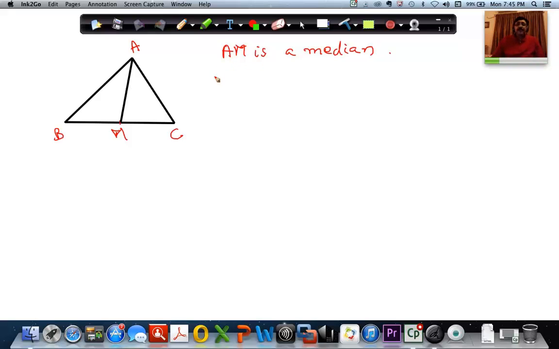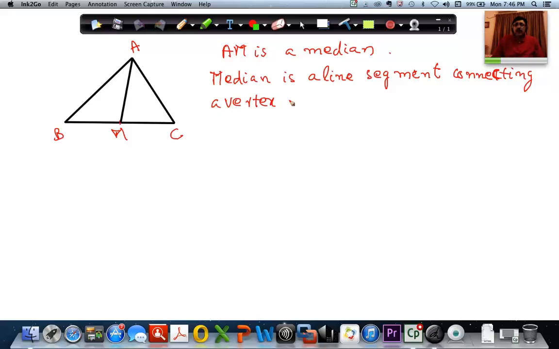A median is a line segment connecting a vertex of a triangle to the midpoint of its opposite side.